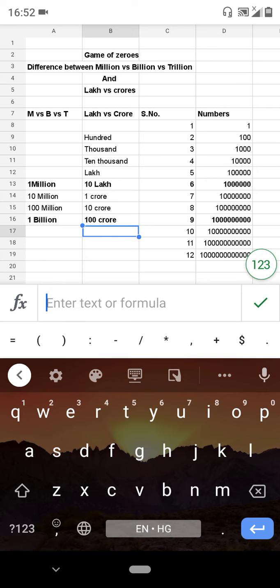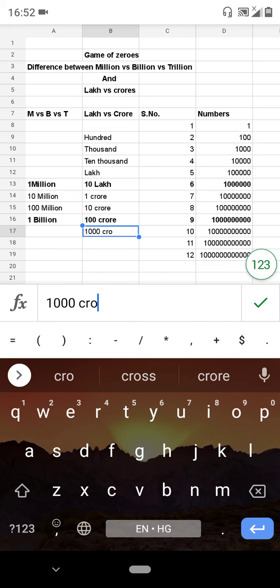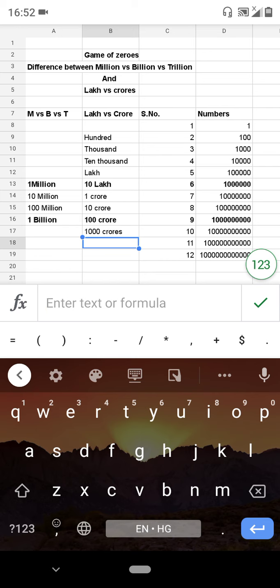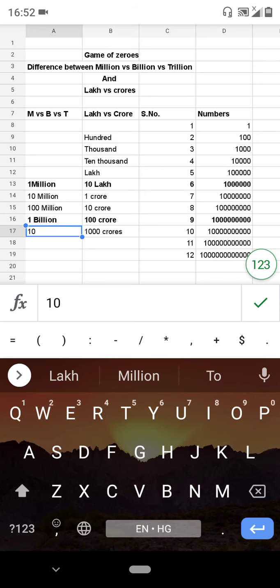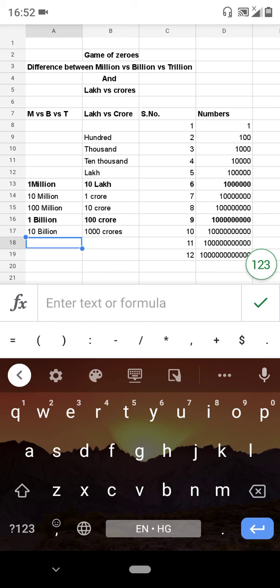Now this will become 100 crores, and in billion terms this will become 10 billion, because you've got 10 zeros, and for a billion you need only 9 zeros. So 10 into 10 to the power 9, which is 9 zeros, which is 10 billion totally.